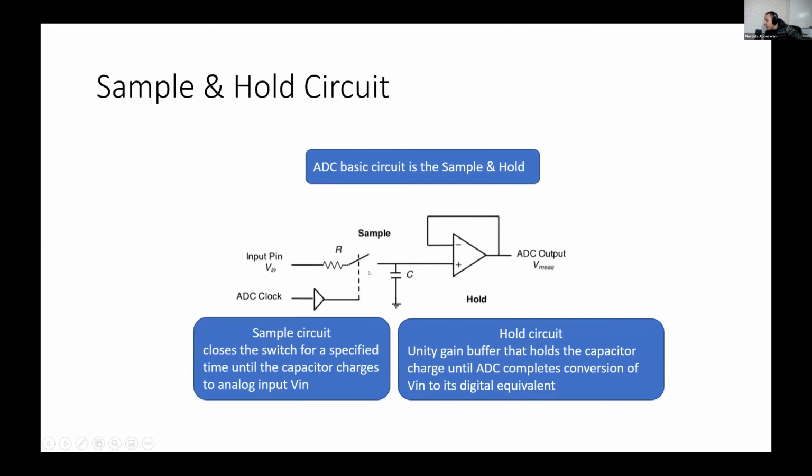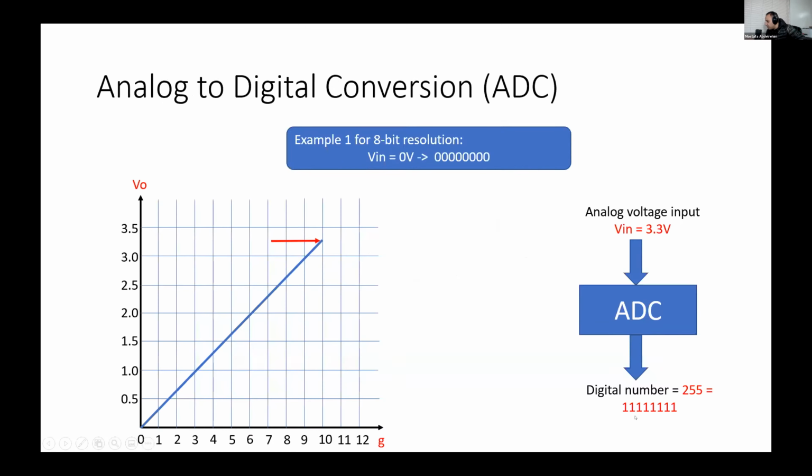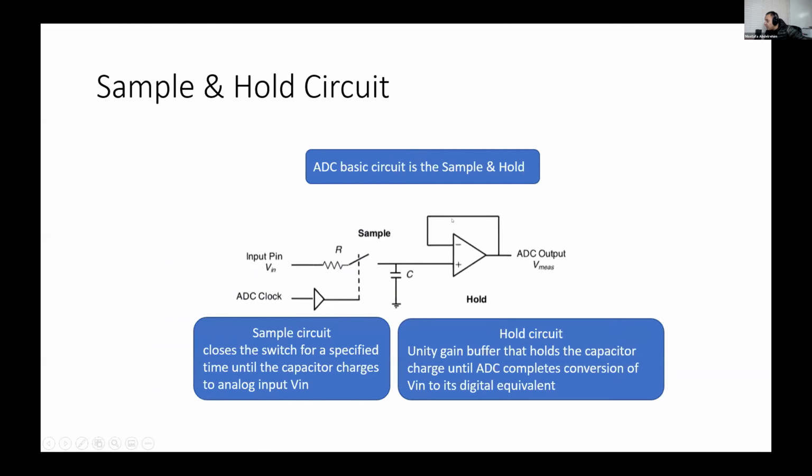And then this output will go to another circuit, which I didn't draw here, okay? That will take this V input analog and convert it to something like this, some bits. But I didn't draw this here, okay? The purpose of the hold circuit is to hold the voltage at V input until the conversion completes, okay?